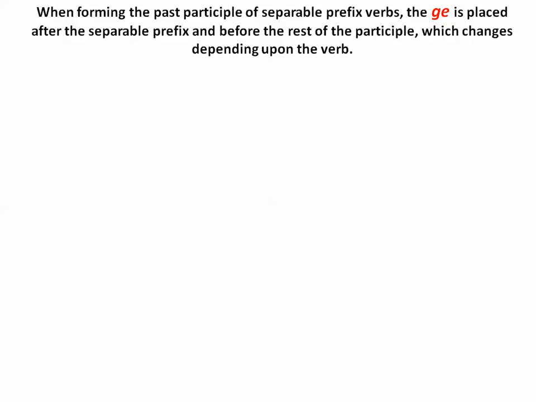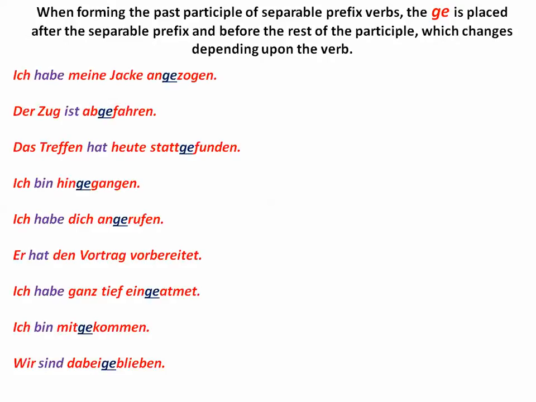Now, when we are forming the past participle of separable prefix verbs, this would be when we are using the present perfect, or sometimes called the conversational past tense in German. The GE is placed after the separable prefix and before the rest of the participle. Basic verbs in German will form like, for example, lernen ist gelernt, or machen ist gemacht, and hören ist gehört. But for separable prefix verbs, that GE is going to be in the middle, and the rest of the verb will change. Its past participle forms will change depending on the verb, and we have a video that explains that more in detail also. So here's some examples.